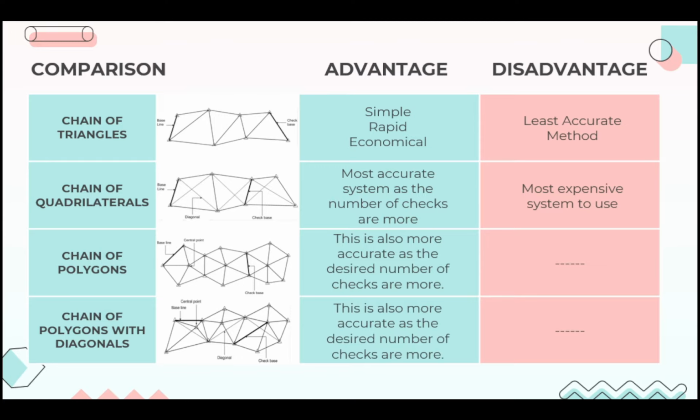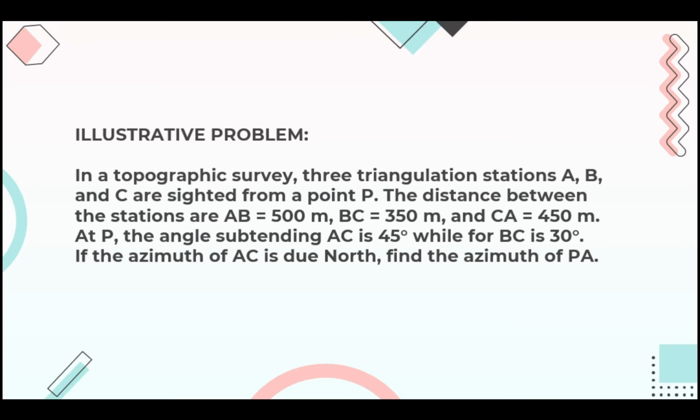Now, let's have a sample problem. In a topographic survey, 3 triangulation stations, A, B, and C, are sighted from a point P. The distances between the stations are AB equal to 500 meters, BC equal to 350 meters, and CA equal to 450 meters. At P, the angle subtending AC is 45 degrees, while for BC is 30 degrees. If the azimuth of AC is due north, find the azimuth of PA.